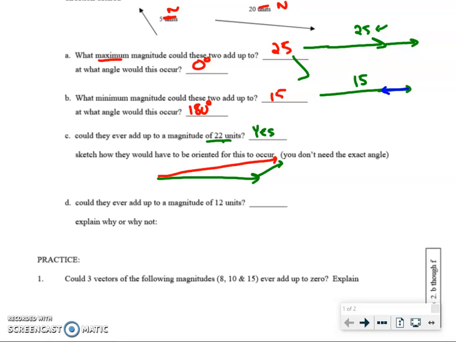So that could be 22. Next question, could they ever add up to 12 units? Same approach. We look at the two extremes. The two extremes for 20 and 5 are 25 and 15. Does 12 fall between them?